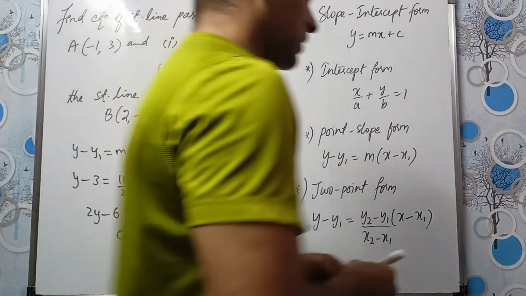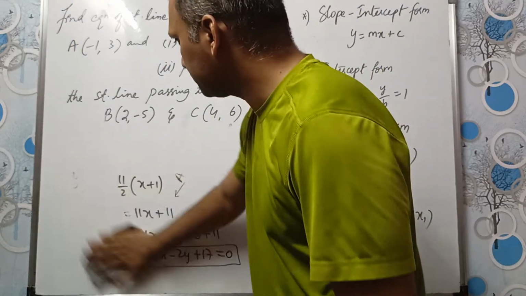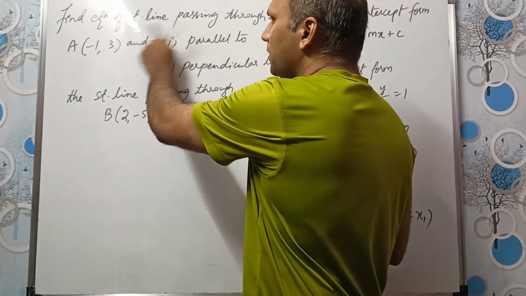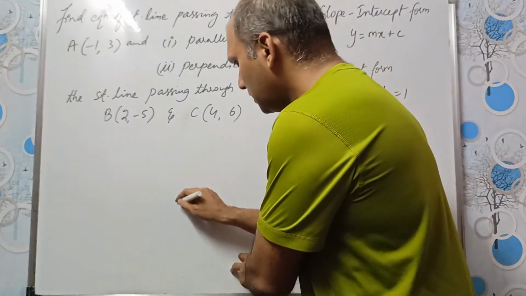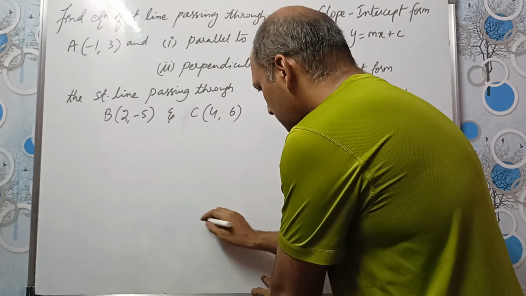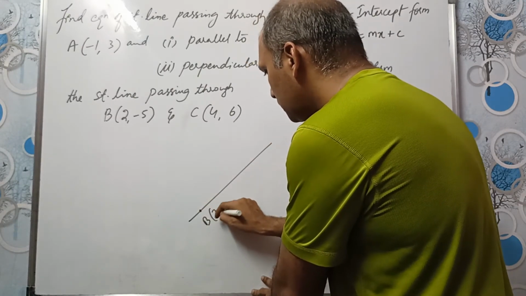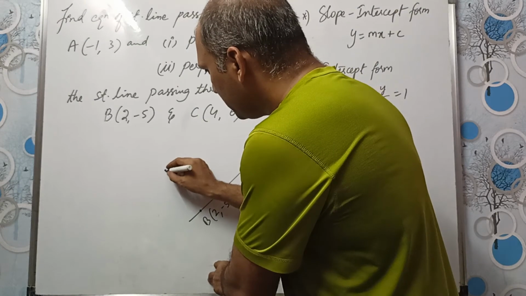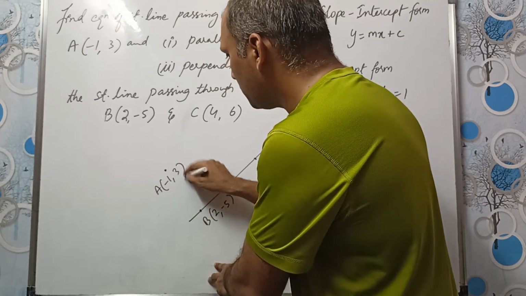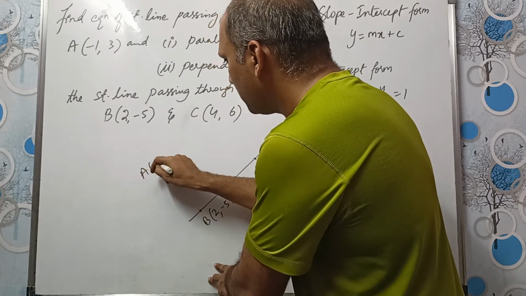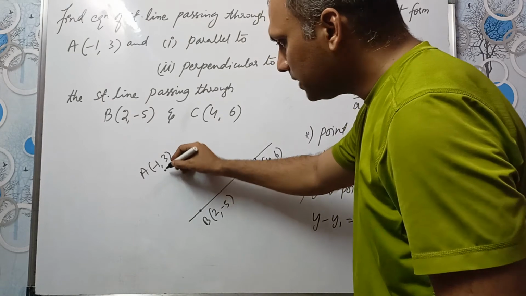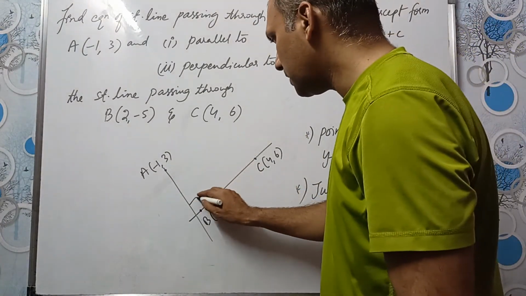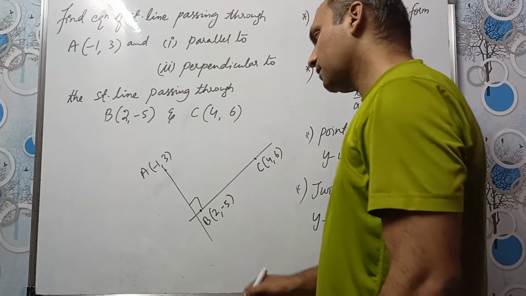Let us find the second bit now. Let me just rub this out and explain you again. Now, see here, we need to find the equation of the straight line passing through (-1, 3) and perpendicular to this. Suppose we have B here (2, -5) and C here (4, 6). We need to find the equation of a line passing through A(-1, 3), but this line should be perpendicular to this. If we drop a perpendicular, these two will be perpendicular to each other, like this.